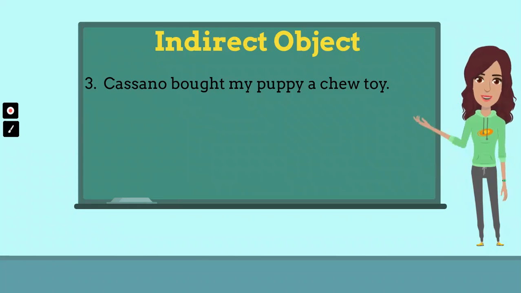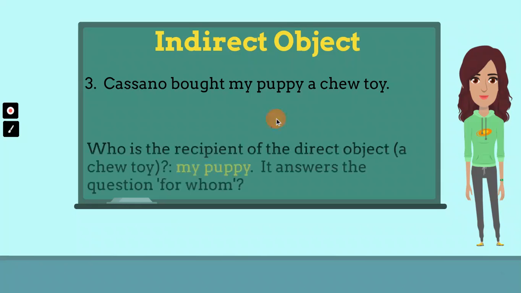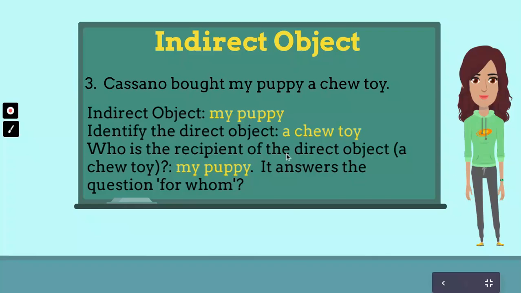And our final example, example 3: Cassano bought my puppy a chew toy. Take a few seconds, try to figure out this one on your own. Okay, let's see. The first thing is to identify the direct object. Identify your verb, which is bought. Bought what? A chew toy, that's the direct object. So the indirect object is who is the receiver of the chew toy? Who is the receiver of the direct object? For whom did Cassano buy a chew toy? The answer is my puppy. Therefore, the indirect object here, the receiver of the direct object, is my puppy.